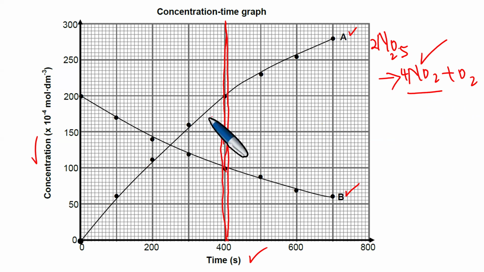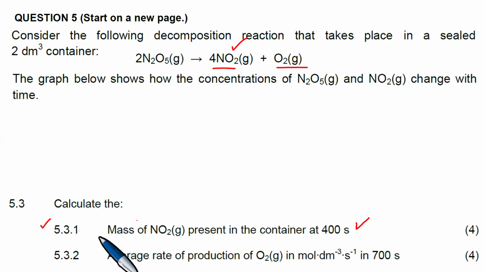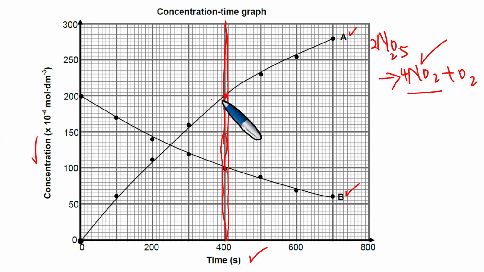But now let's look at 400 seconds. We need to calculate now. At 400 seconds, we want to calculate the concentration, or rather the mass of NO2 present. Now, what do we have? We have the concentration. What is at 400 seconds? Time is in seconds. At 400 seconds, we go to the graph of NO2 gas. And what do we see? We see 200 times 10 to the power minus 4 moles per cubic decimeters.